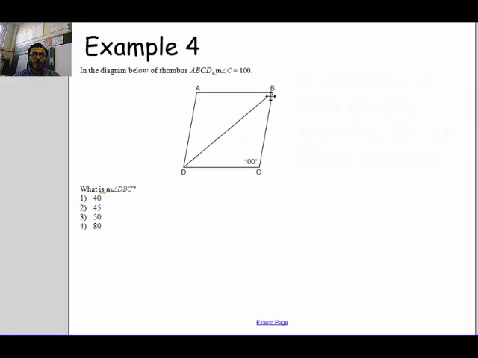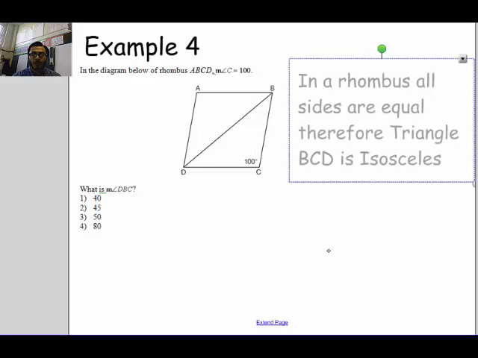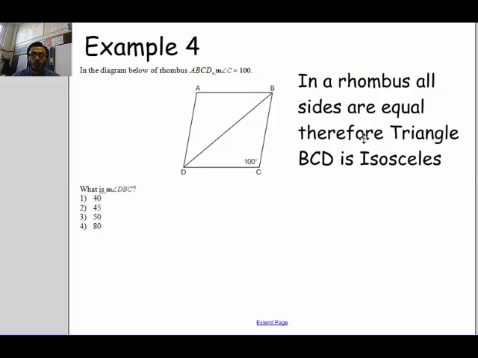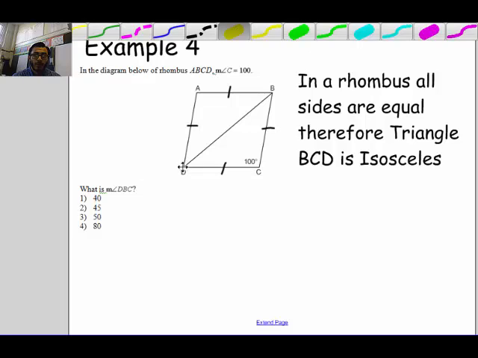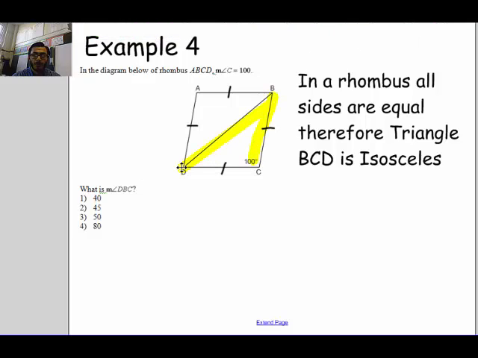Example 4. In the diagram below of rhombus ABCD, the measure of angle C is 100. What is the measure of angle DBC? So here, it's important to recall that in a rhombus, all the sides are equal. This side is equal to this side, is equal to this side, is equal to this side. So you know you're dealing with an isosceles triangle here. This triangle is isosceles, which means that this angle is equal to this angle. So the answer is 40.